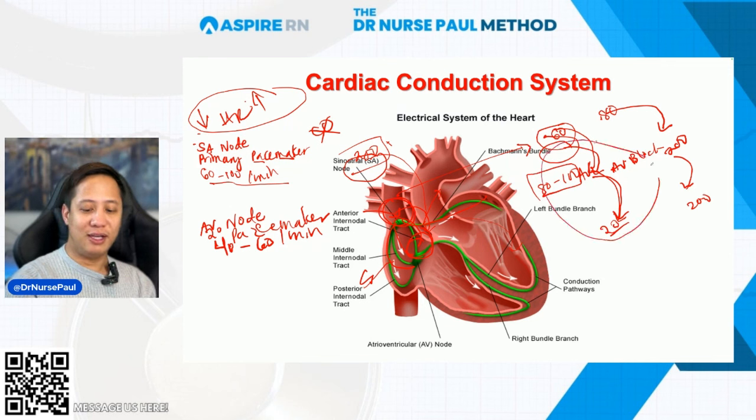It blocked the SA node, it slowed it down, right? This one is also bad. That's called supraventricular tachycardia, where the node is misfiring. SA node said, let's give 80. AV node said, let's give 200.